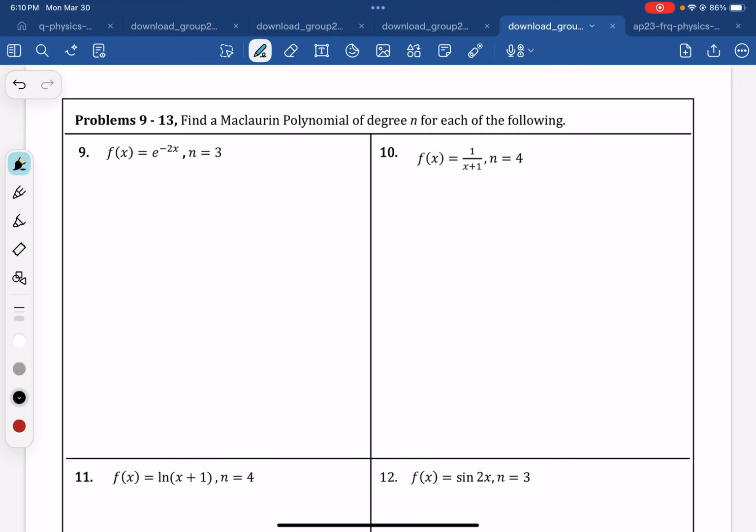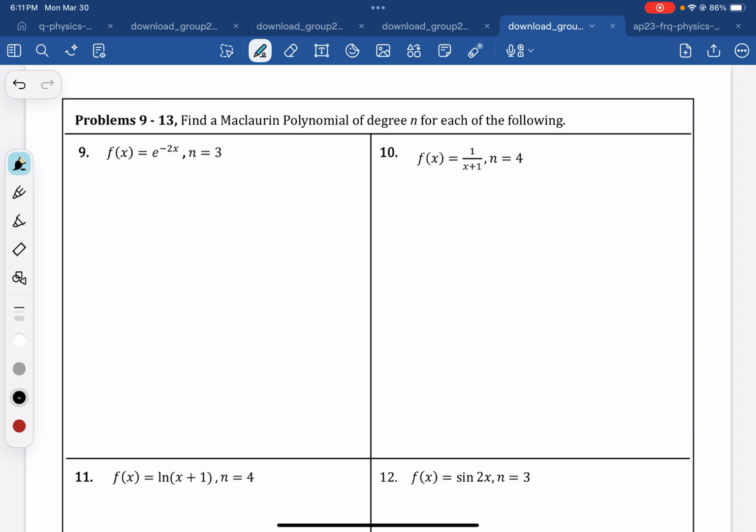Find the polynomial of degree n for each. So we're gonna do 5 questions here, and start with problem 9. f of x equals e raised to the power of negative 2x. At the same time, we are asked to find the third degree Maclaurin polynomial. So we start with, just recall the Maclaurin polynomial.